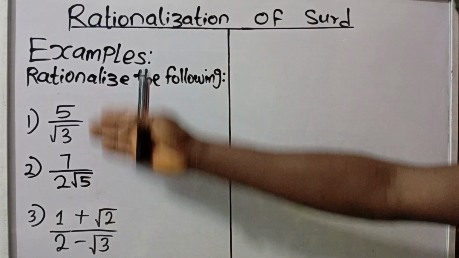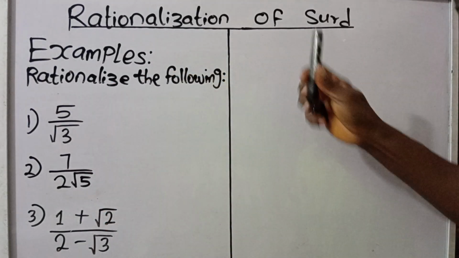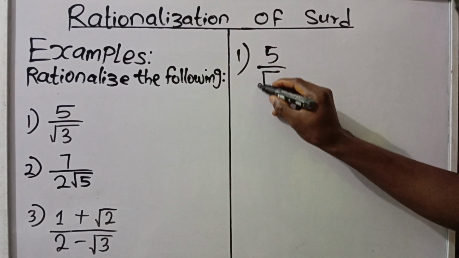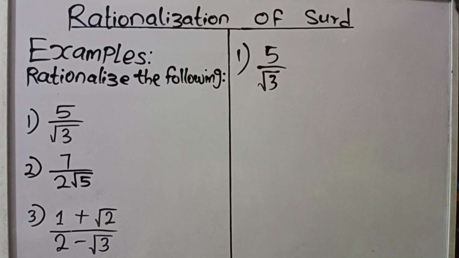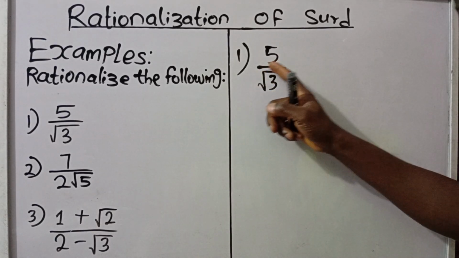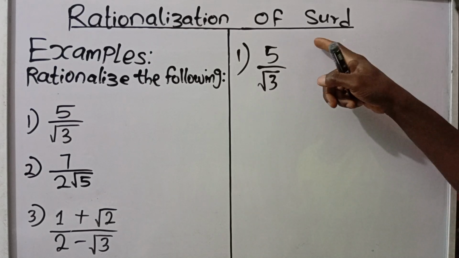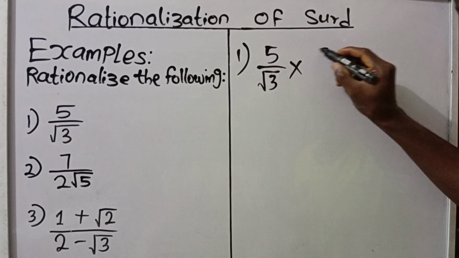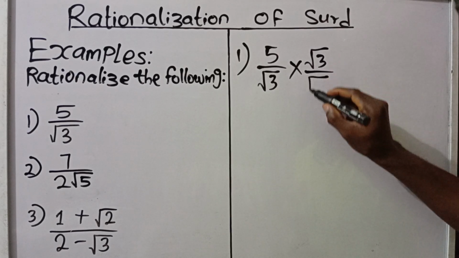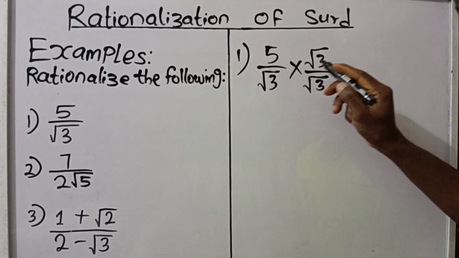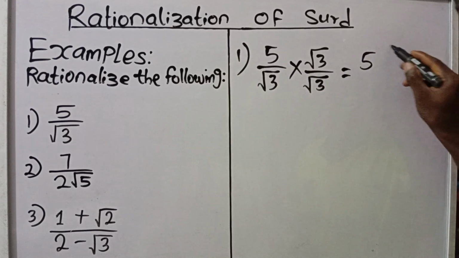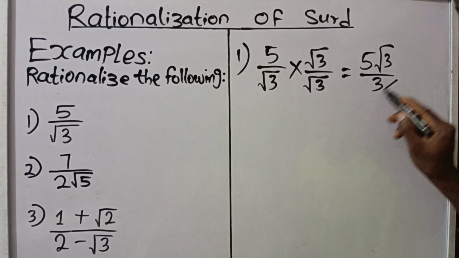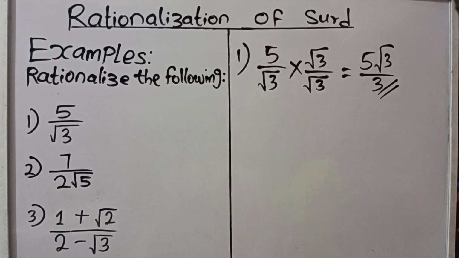Now, to solve these questions, that is to rationalize them, number 1, look at what we're going to do there. Here we have 5 over root 3. So how do we rationalize it? Recall that we use the denominator of that fraction, which is a surd, to multiply the numerator and denominator of that particular fraction. And by so doing, we have it multiplied by root 3 over root 3. So 5 multiplying root 3 will give us 5 root 3 all over root 3 multiplied by root 3 will give us 3. So this becomes the answer to this particular one.